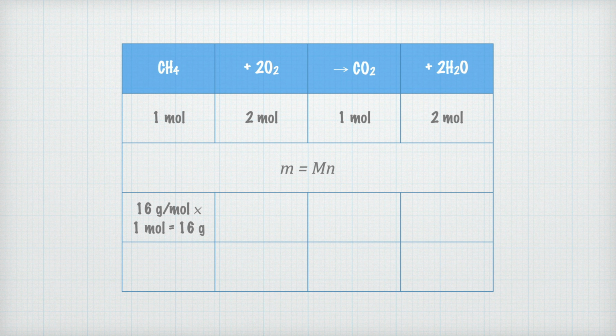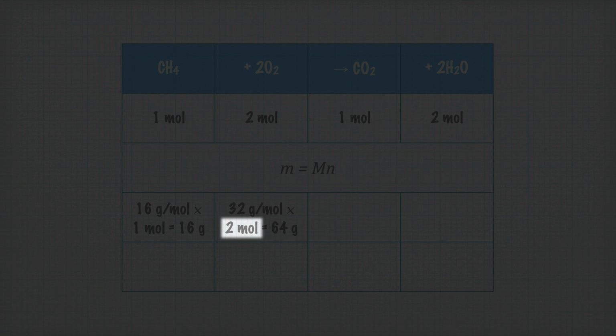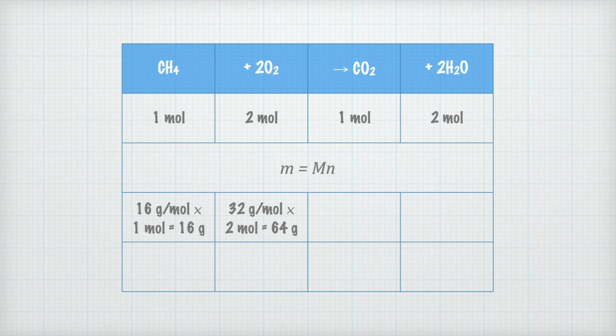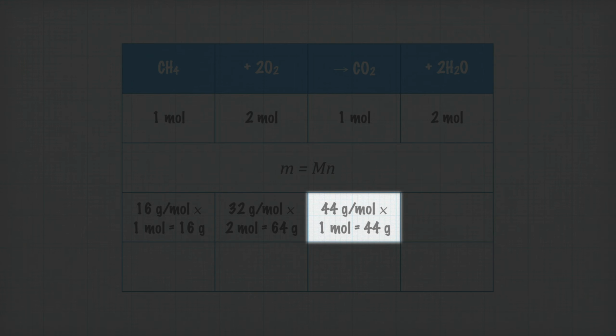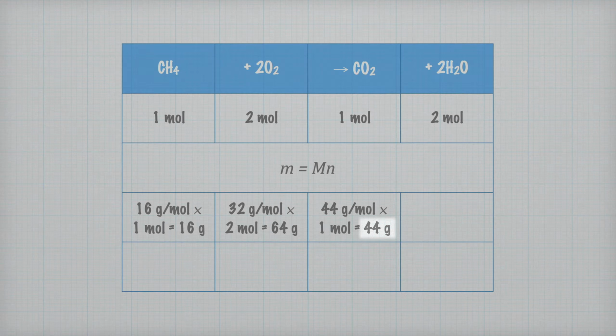The molar mass of oxygen gas is 32 grams per mole. This time, I have that 2 moles of oxygen molecules react, so the total mass of oxygen that reacts is 64 grams. Let's also look at the carbon dioxide. With help from the molar masses in the periodic table, I calculate the molar mass of carbon dioxide to be 44 grams per mole. Since 1 mole of carbon dioxide is formed, the total mass of the carbon dioxide becomes 44 grams per mole times 1 mole equals 44 grams.